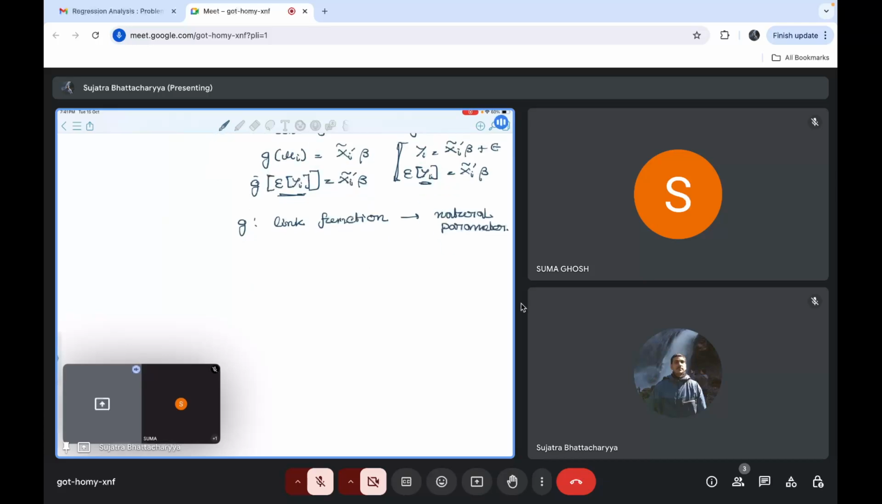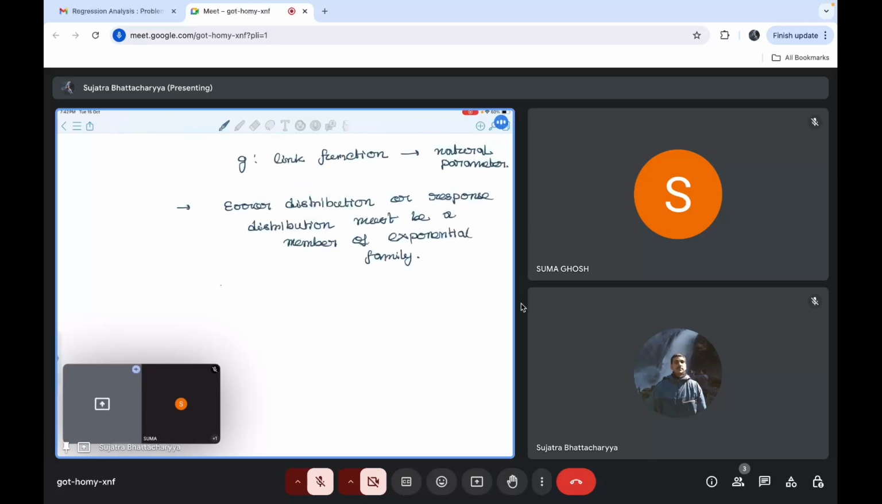This is the main thing. So the main condition, again, I will repeat: the error distribution epsilon, or the response distribution, must be a member of the exponential family, right?